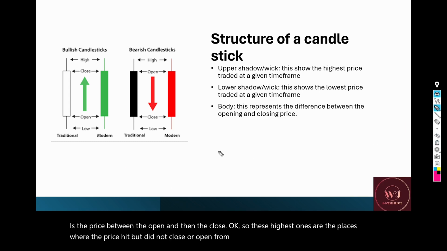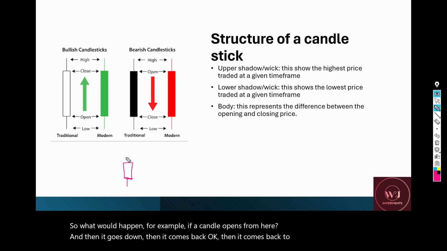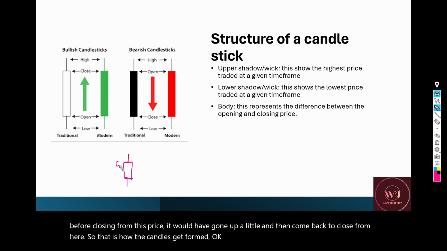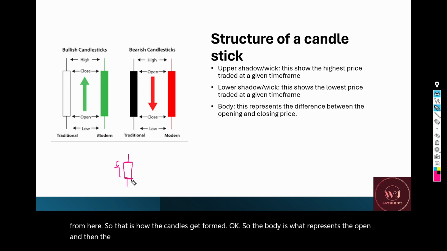Okay, so what would happen, for example, if a candle opens from here and then it goes down, and then it comes back to form a body? Before closing from this price, it would have gone up a little and then come back to close from here. So that is how the candles get formed. So the body is what represents the open and the close. For example, it can open from here and close from here, or the reverse.